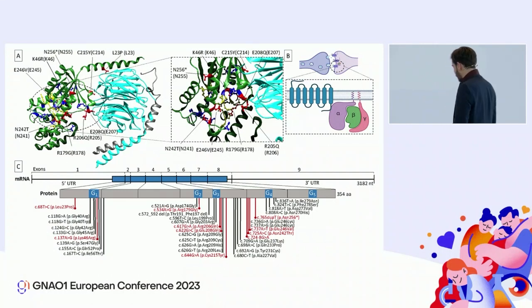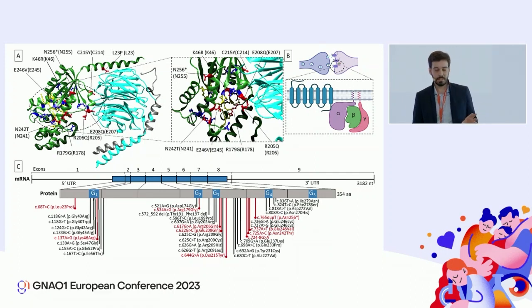Okay, so here there is a representation of the GNAO1 protein on the right corner. It's the green three-dimensional structure of the protein. The blue protein is its beta partner. GNAO1 is the alpha-0 subunit of the heterotrimeric G protein. In gray, you can see the gamma subunit.